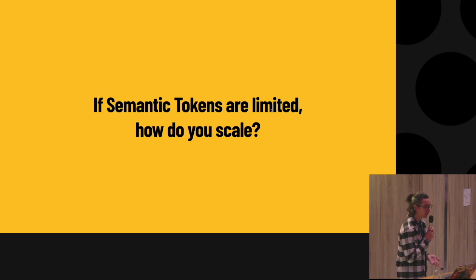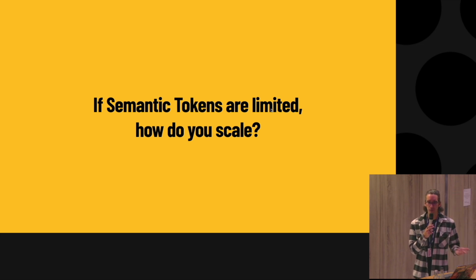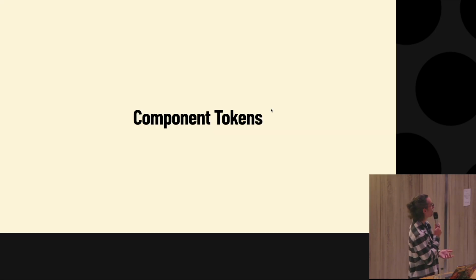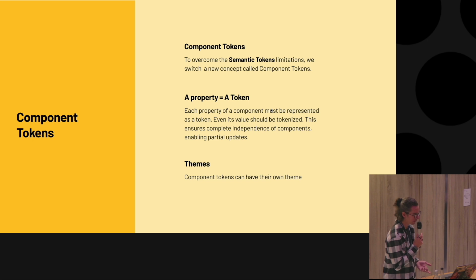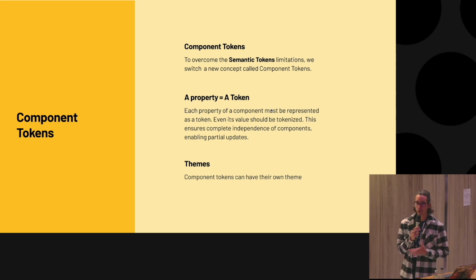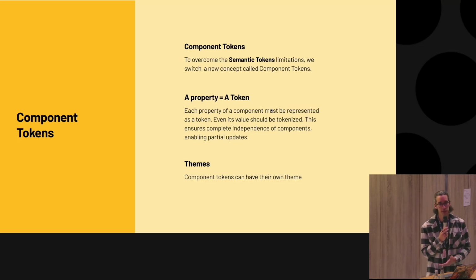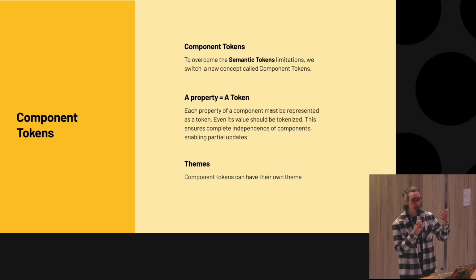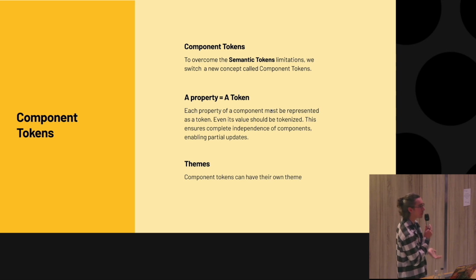So if semantic tokens are limited, how do we scale that? If we talk about semantics, how do you go further than that? What's next? That's when you get to something called component tokens. What are component tokens? This is not a new concept, it's already there. A lot of people are probably talking about it, but component tokens means that every single component has its own set of tokens, which means that if you have a proper background color that represents your component, that should be represented in your design. If you have sizing, whatever you decide, it should represent that. As I say, if it's a property, it's a token.